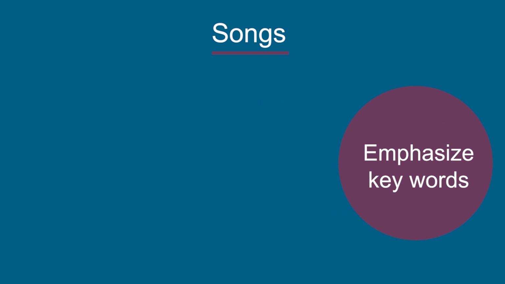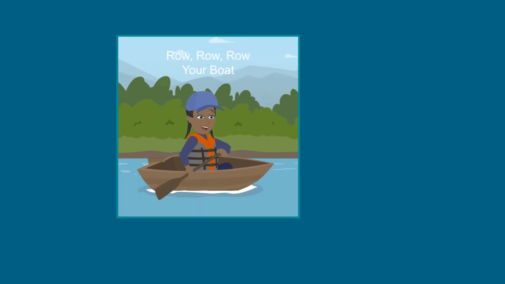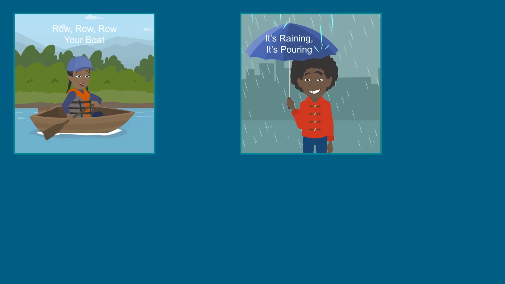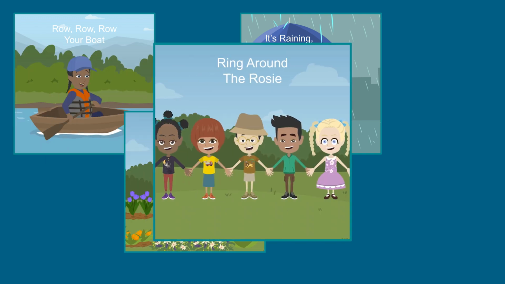Use a song, rhyme, or finger play as a sound activity. Make sure to emphasize key words, sing slow, and use the gestures. Use songs that repeat the R sound like Row, Row, Row Your Boat, It's Raining, It's Pouring, Round and Round the Garden, and Ring Around the Rosy.